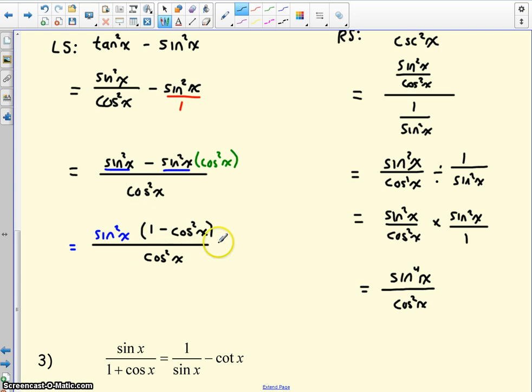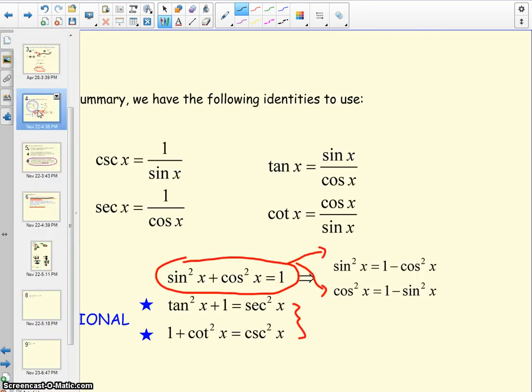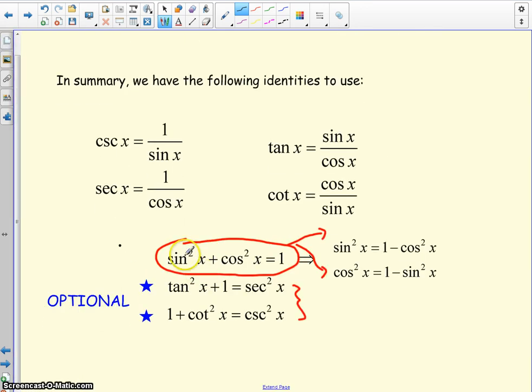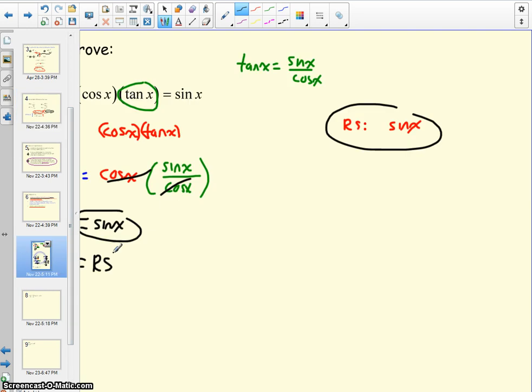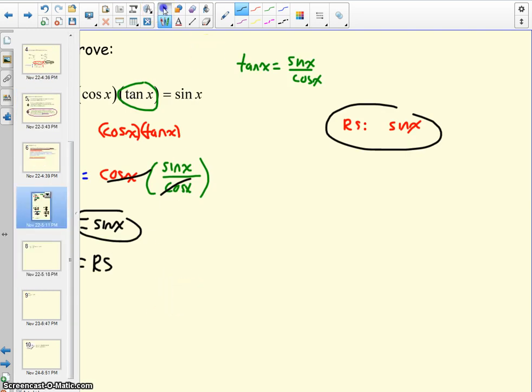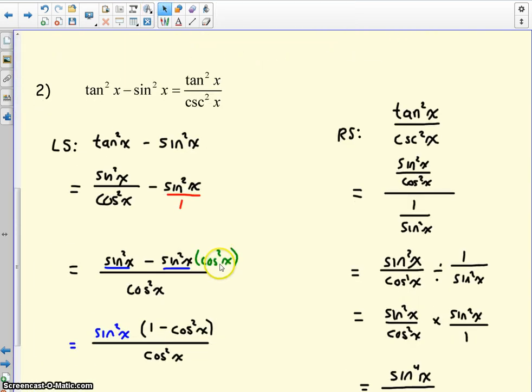Last thing we need to do here, we're really close, right? We have sine squared and cos squared and 1 minus cos squared. Here we need sine to the fourth. Well, one of our identities from way back over here tells us from the Pythagorean identity, because sine squared plus cos squared equals 1, 1 minus cos squared equals sine squared. So whenever I see 1 minus cos squared in an equation, I can replace it with sine squared.